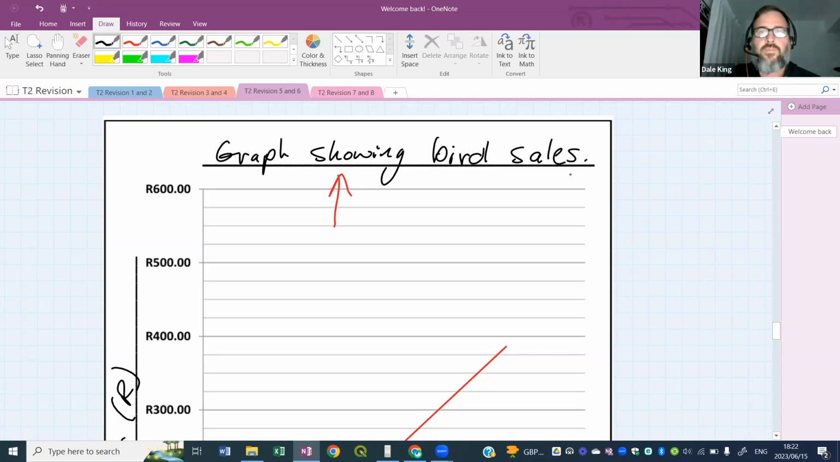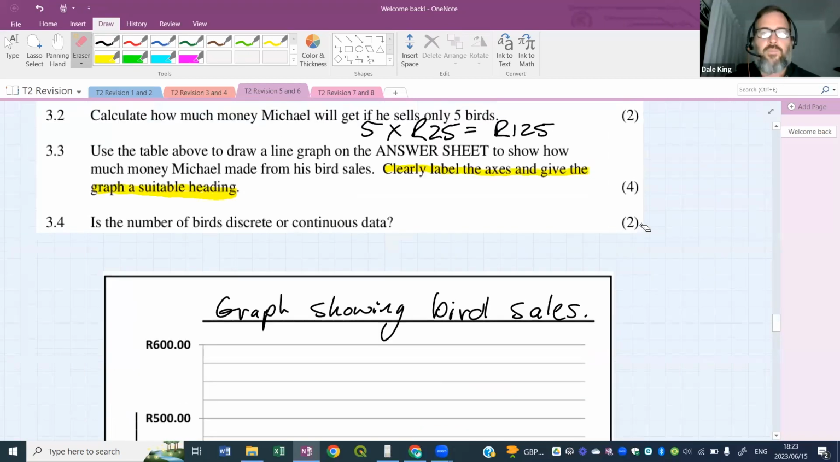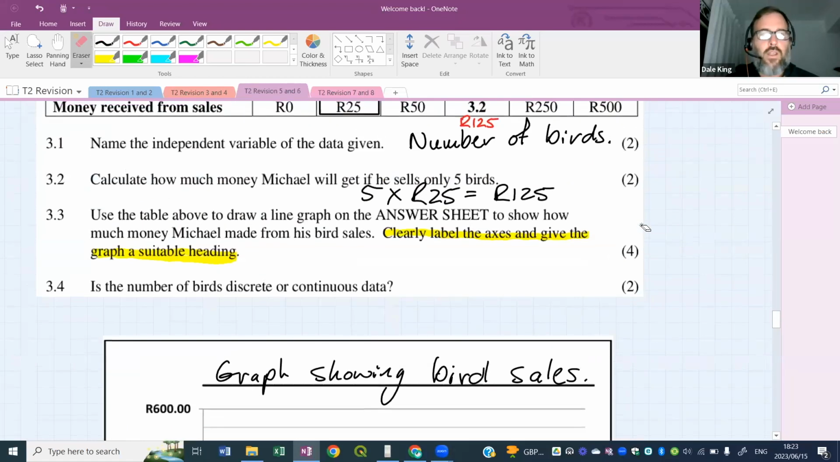Are there any questions, ladies and gentlemen? Raise your hand, use the raise hand function on the app, or type it in chat. If there are any questions, please feel free to ask. Okay. So that was question 3. We've got a whole 4 marks in there.